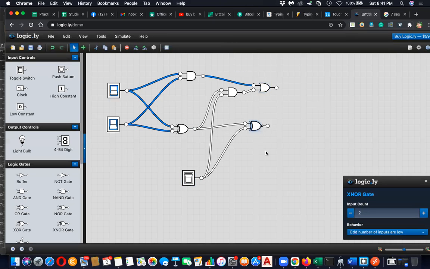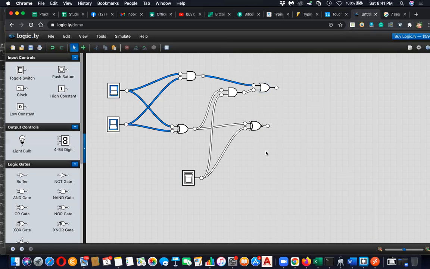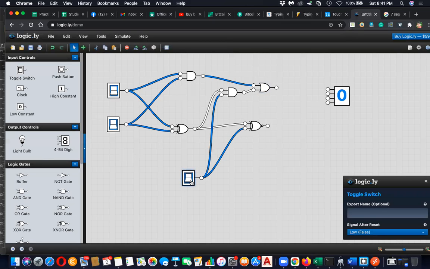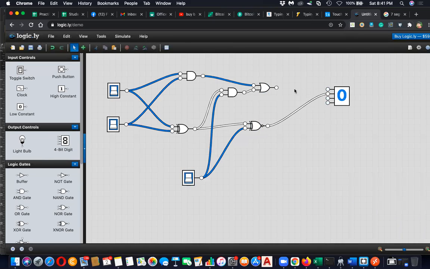Let's count now. Let's start counting now. I'm going to use this circuit now. Okay, 1 plus 1 plus 1. It is of change.